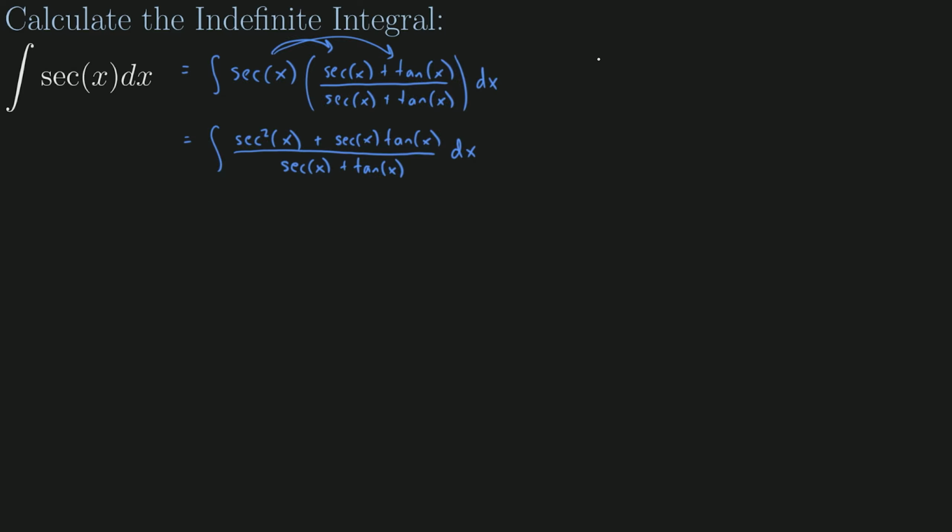Now from here, we'll do a u substitution. U equals the denominator, secant of x plus tangent of x.